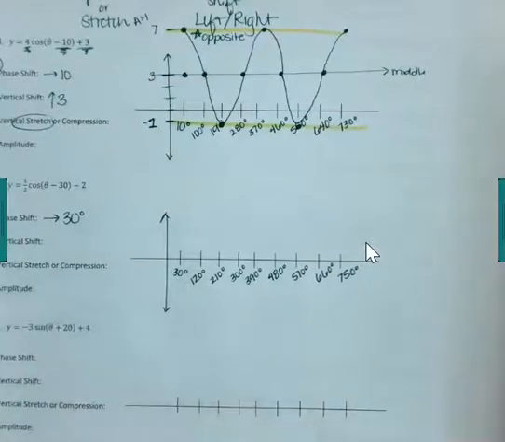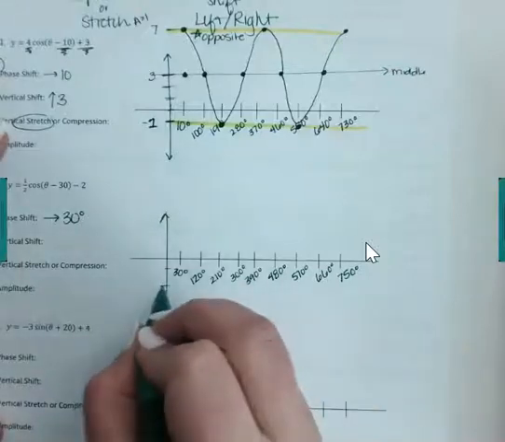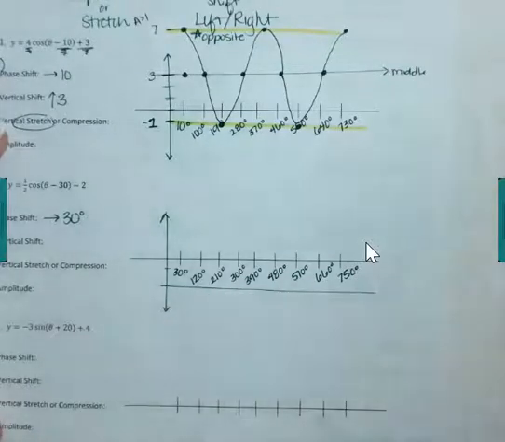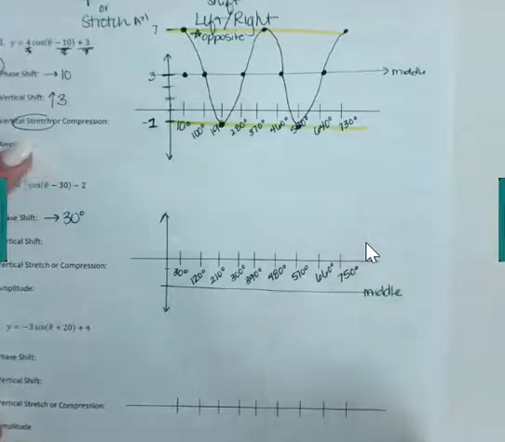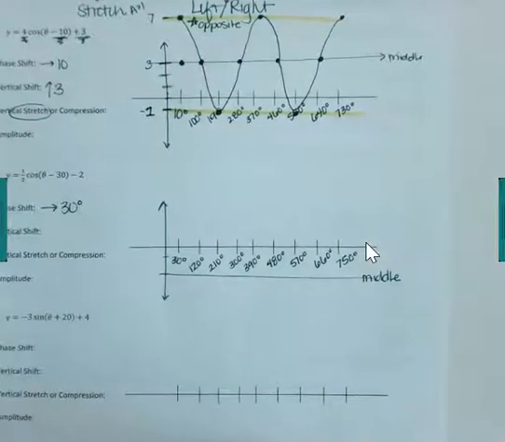Okay, the next thing I'm going to do is look for my new center. Which way am I going to vertically shift my graph if I have a -2 here at the back? Down 2. So count down 2. This is my new center. Here I'm going to call it the middle. That's the middle of my new trig graph.